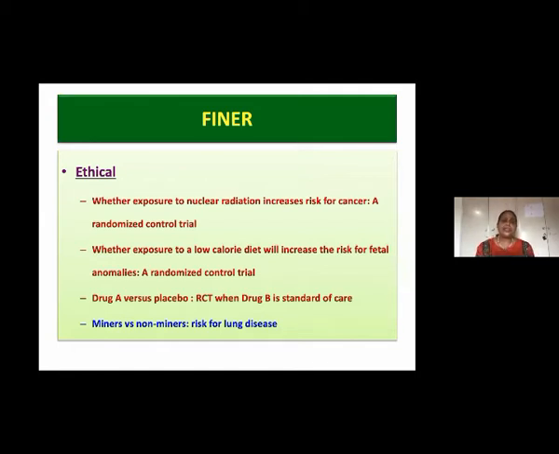So ethical basically revolves around one concept, that whatever you do should be with the intention to improve the intervention group compared to the standard of care. So whatever additional thing you're doing should be to improve that particular set of people.